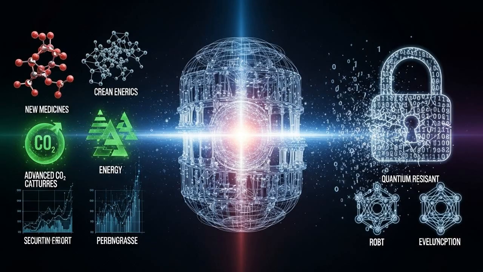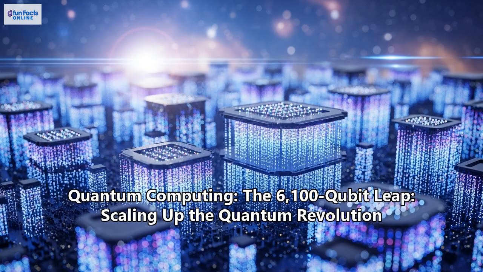But this great power comes with great risk. The most immediate threat is to cybersecurity. A powerful quantum computer could theoretically break the encryption that protects everything from our bank accounts to government secrets. In response, a global effort is underway to develop new, quantum-resistant encryption standards to secure our data for the coming quantum age. The Caltech team's creation of a 100-qubit processor isn't just another incremental step.